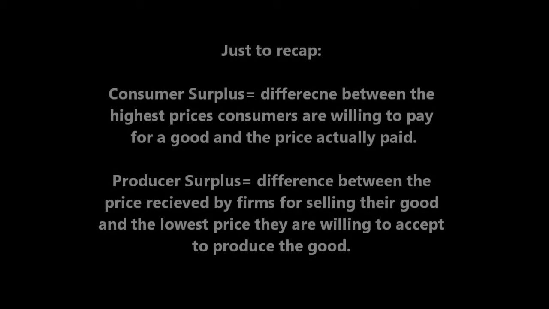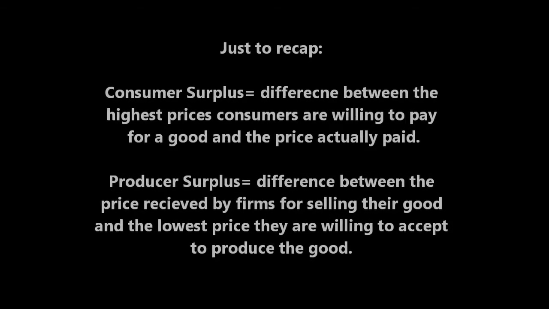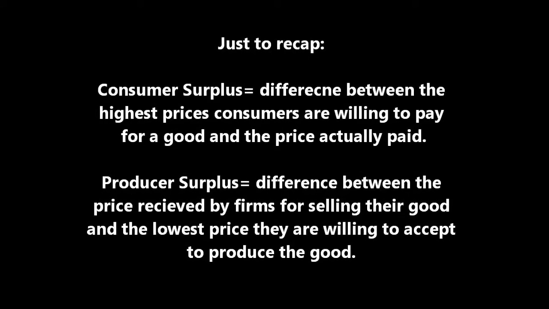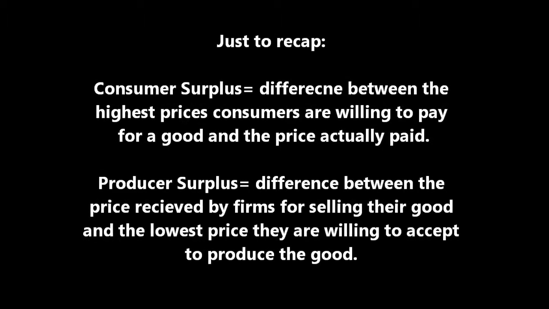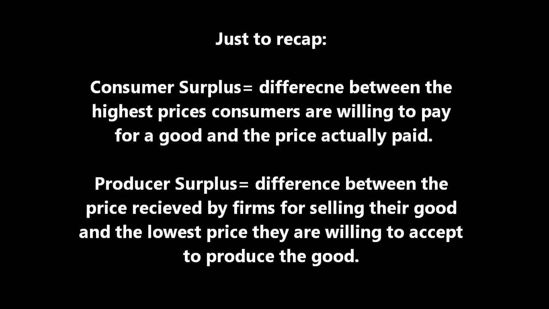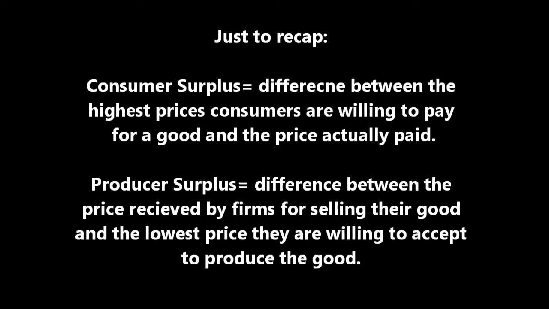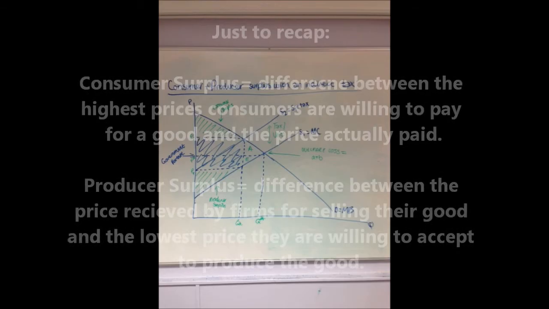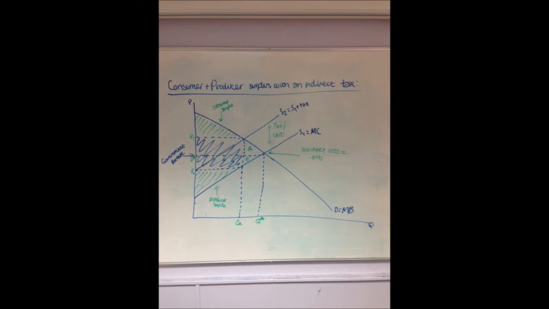So just to quickly recap, consumer surplus is the difference between the highest price consumers are willing to pay for a good and the price which is actually paid. And producer surplus is the difference between the price received by firms for selling their good and the lowest price they are willing to accept to produce the good.